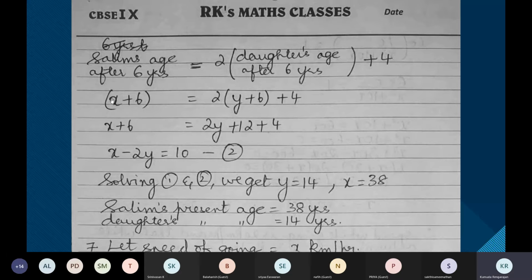His present age is x. So after 6 years, x plus 6. Daughter's present age is y. So after 6 years, y plus 6. And then this 4 more than, so plus 4, twice his daughter's age. So 2 into y plus 6. That's it. So now open the bracket. And here's the second equation. Solve the 2 equations and get the values of x and y. x is 38, y is 14.